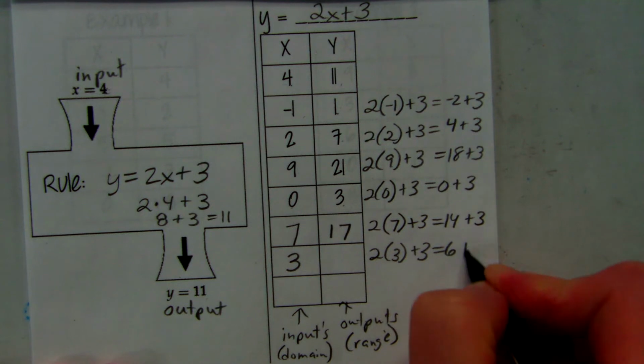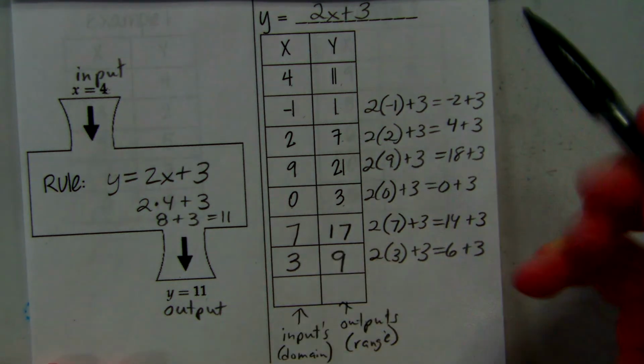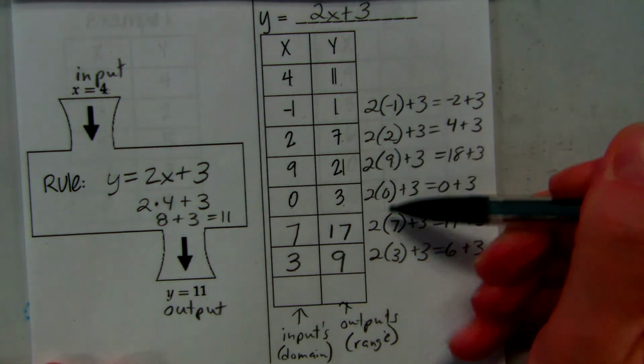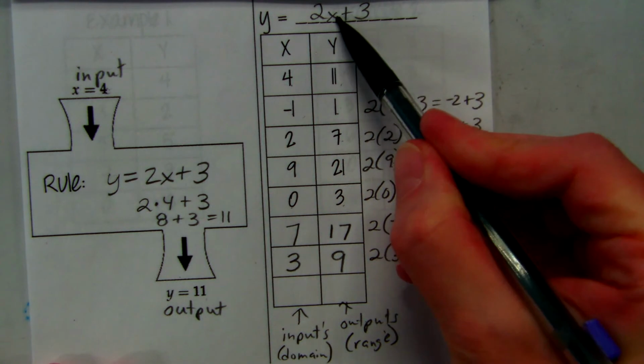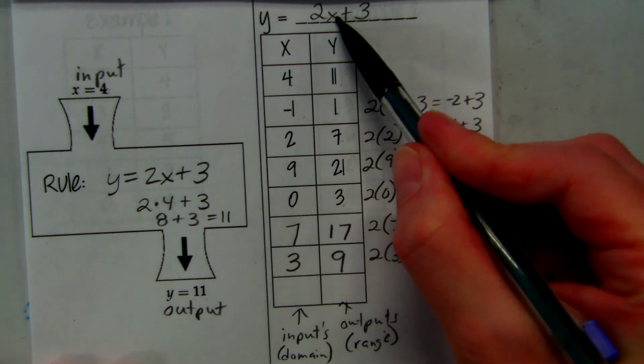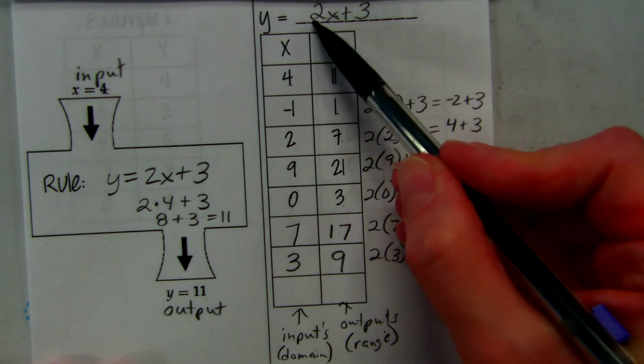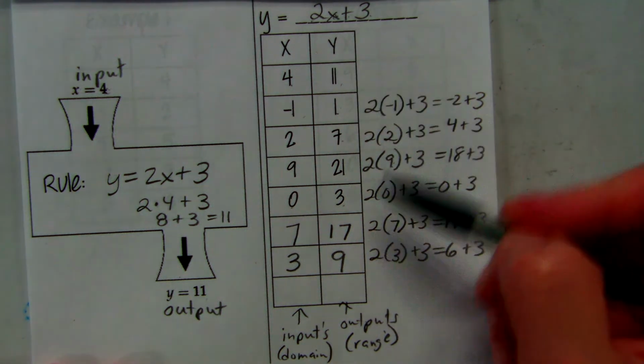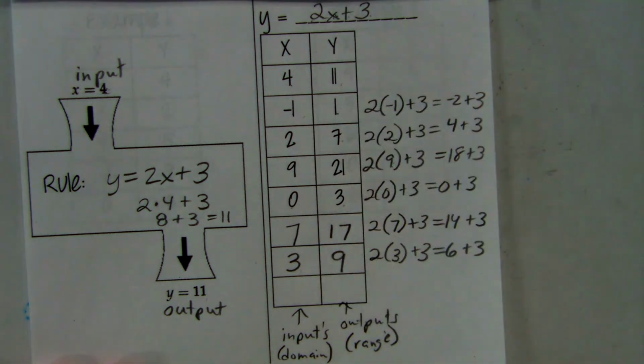2 times 3 is 6 plus 3 is 9. So on each of these, this is the input number, and that goes in where the x was. Just making sure that we're keeping track of what we're doing. So the rule was 2x plus 3. We're putting the input in for the x.